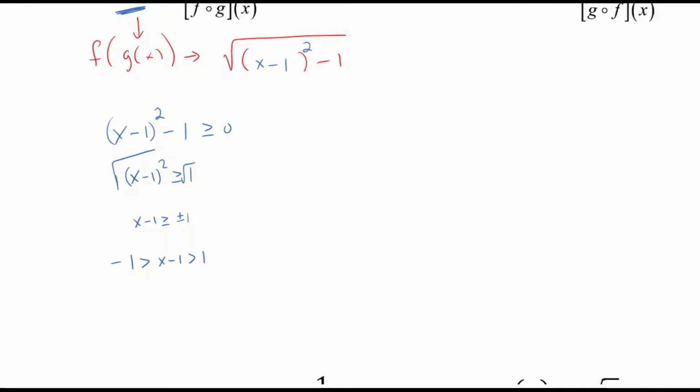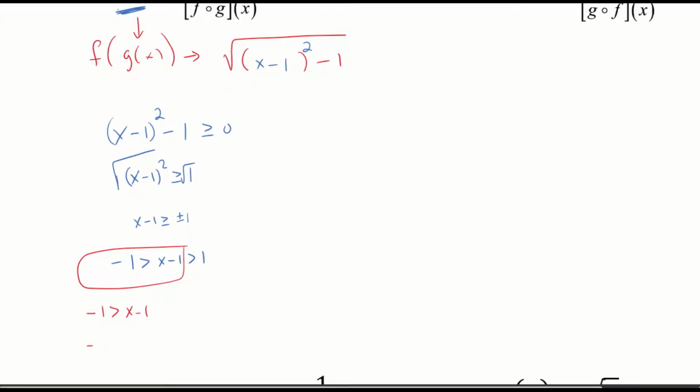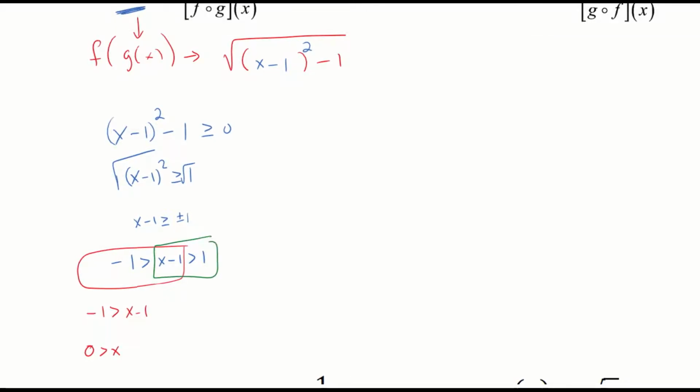The way I look at them is we're going to focus on this part first, right? So we have negative 1 is greater than x minus 1, solve for x, add 1. So that's 0. So I'm saying x has to be less than 0. That's one of my restrictions. The other one is that other side, right? So here we have x minus 1 greater than 1. Solve for x, so we get x greater than 2. So these are my two restrictions for my domain, right?